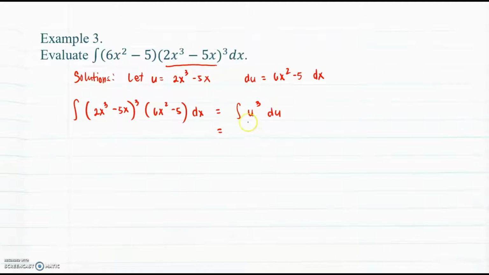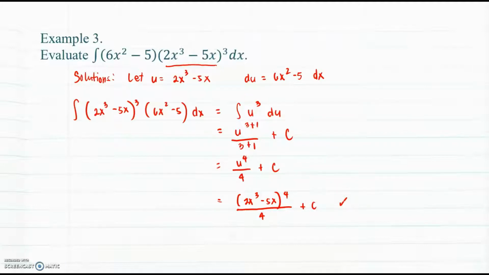So apply the general power rule. We have here u raised to 3 plus 1 over 3 plus 1 plus c. So you have here u raised to 4 over 4 plus c. Substitute your value of u, so you have 2x cubed minus 5x raised to 4 all over 4 plus c, and that's your final answer.